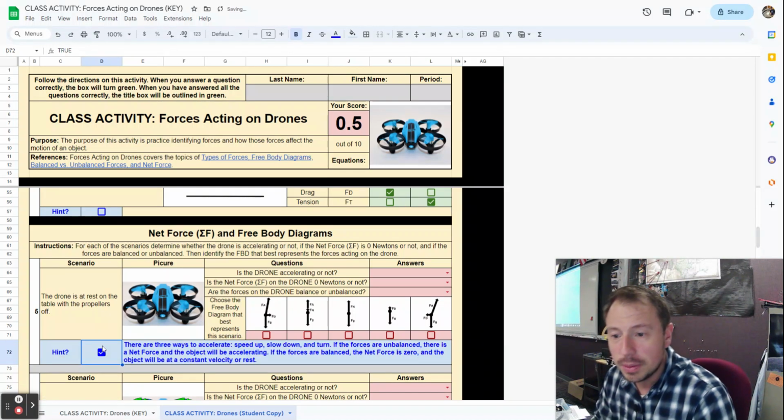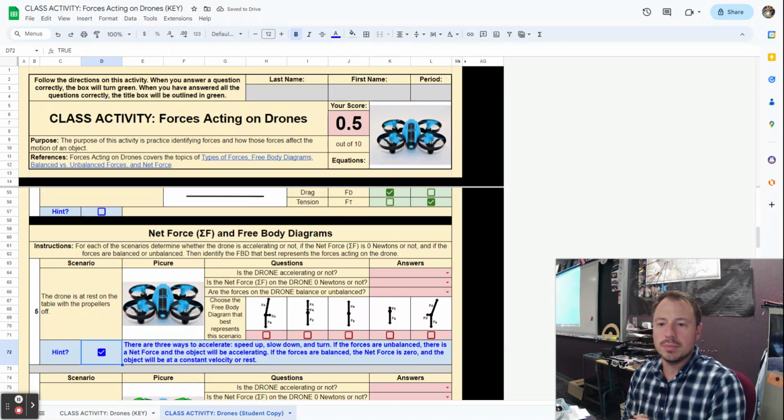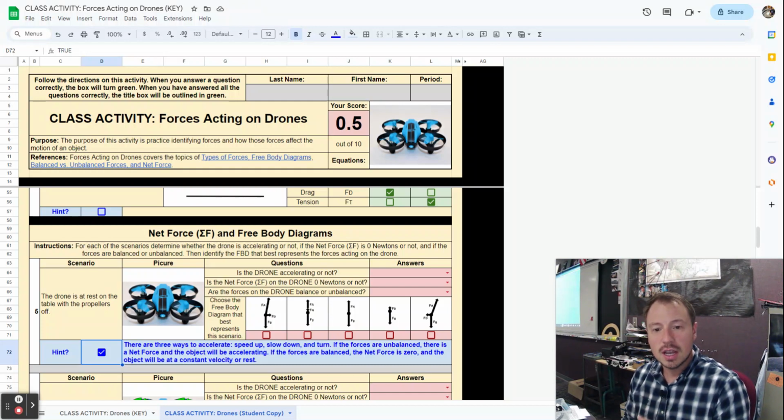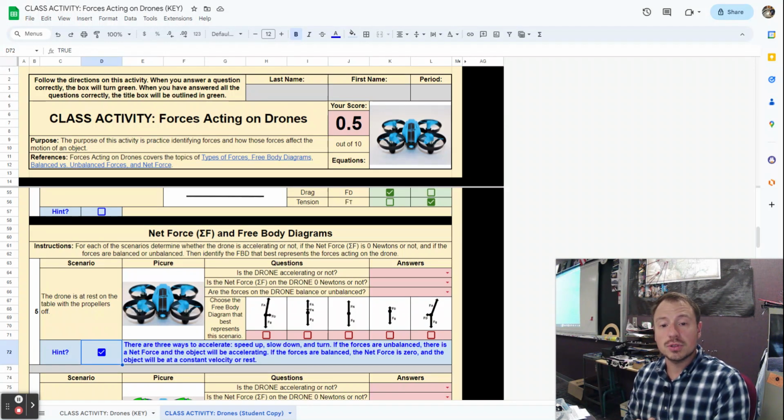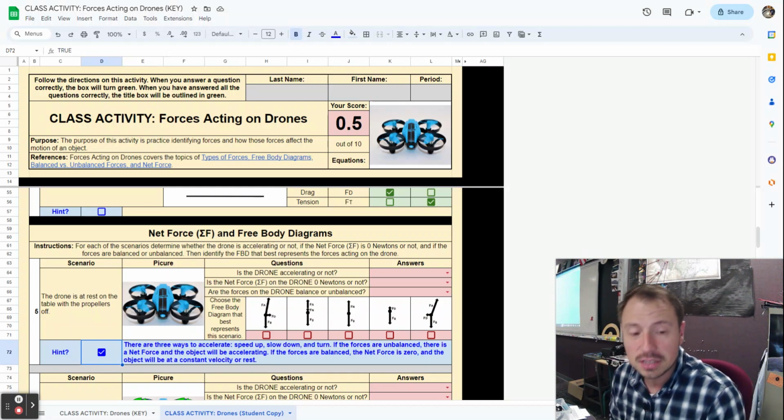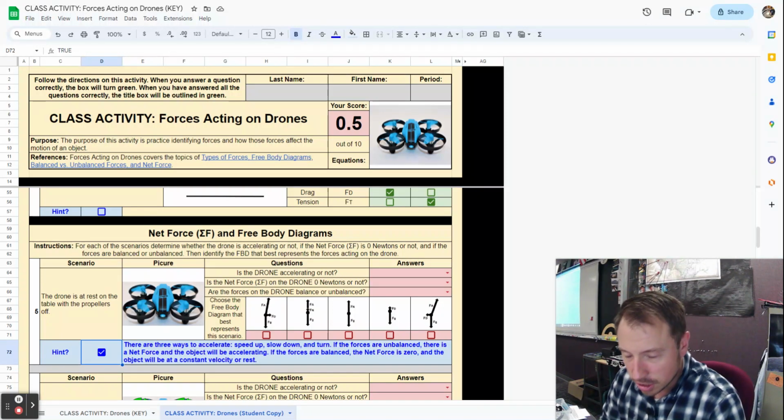So if you need any help here, I always try to provide a little help. There are 3 ways to accelerate: speed up, slow down, and turn. If the forces are unbalanced, there is a net force, and the object will be accelerating. If the forces are balanced, the net force is 0, and the object will be at a constant velocity or rest.